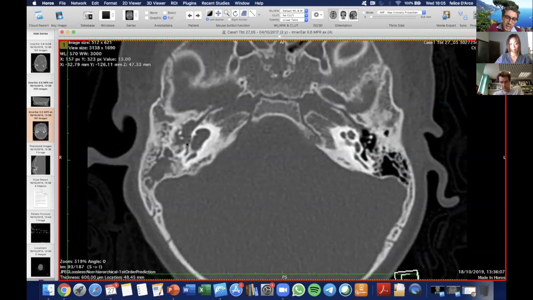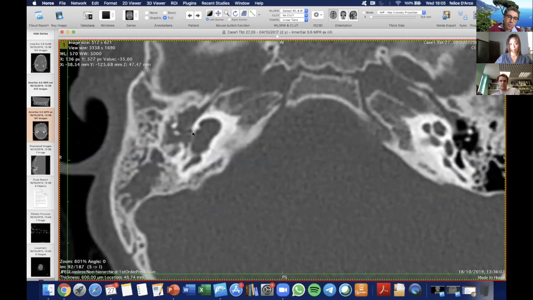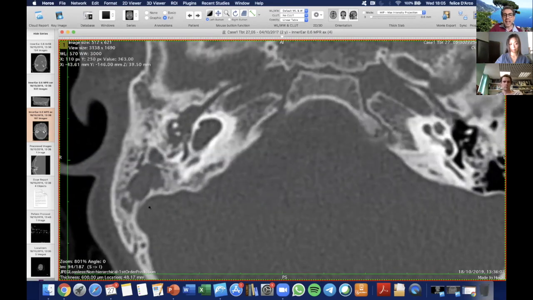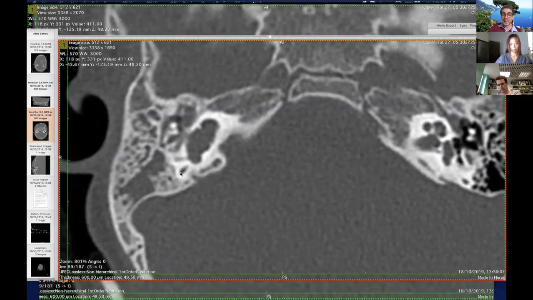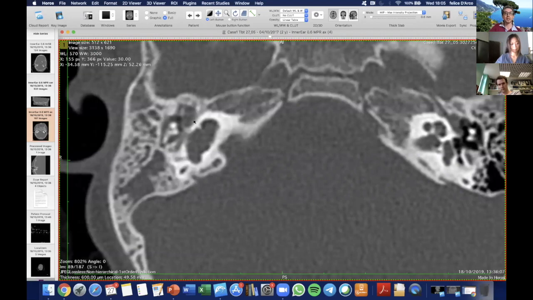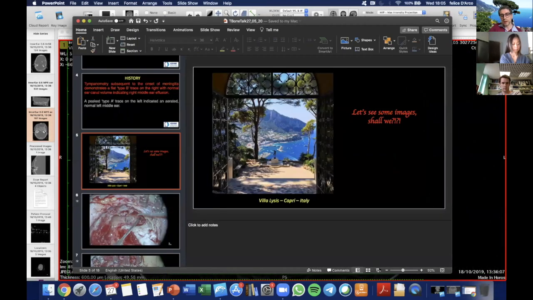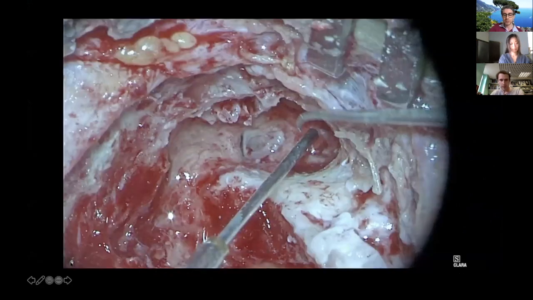And again, you can see here the stapes, and look how large is the oval window. Again, the middle ear is full of fluid, and you can see the ossicle here. So again, remember, this is a child with meningitis. Now, I will show you the video, and Rob can comment on it. Two videos, actually.